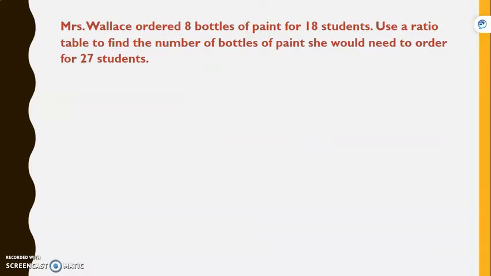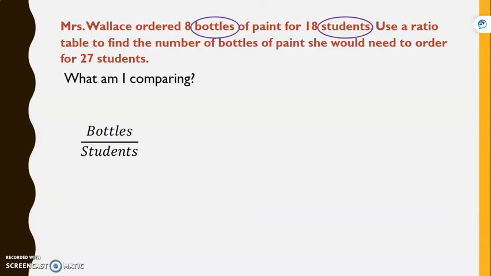Now let's look at one where we have to simplify. Miss Wallace ordered 8 bottles of paint for 18 students. Use a ratio table to find the number of bottles of paint she would need to order for 27 students. Well, we're going to use a proportion instead of a ratio table. So here we go. What am I comparing? Bottles to students. So I'm going to write that as a fraction. I'm putting bottles in the numerator because it comes first. In the denominator, I'm putting students because it came second. Now I'm going to find that ratio in the problem, 8 bottles to 18 students. Bottles in the numerator, students in the denominator.